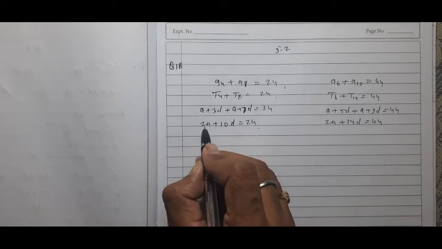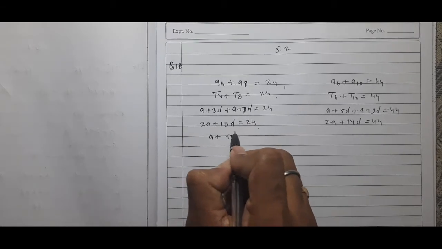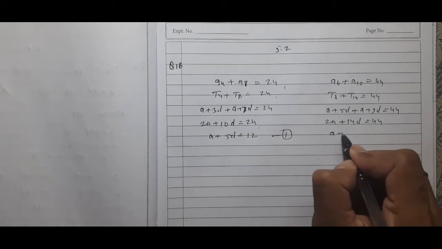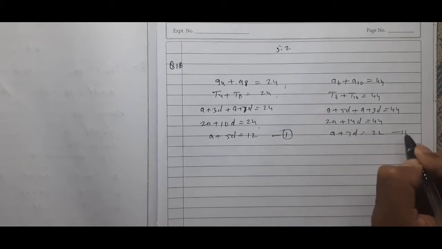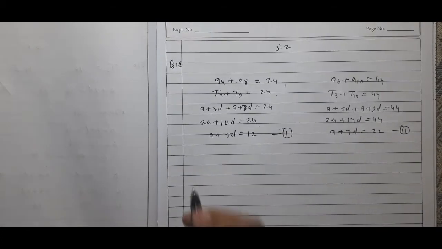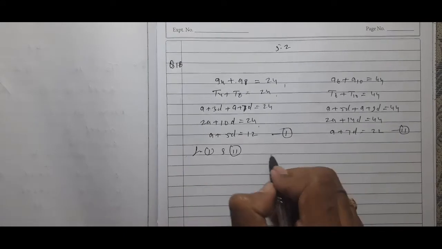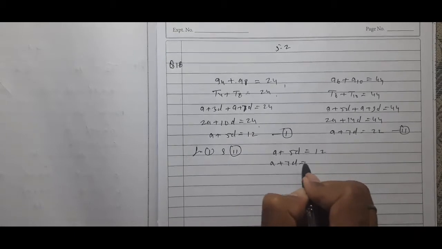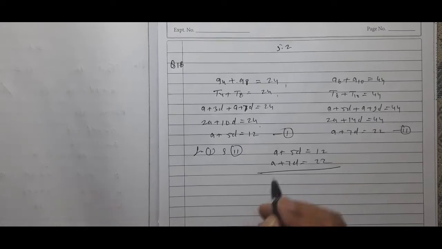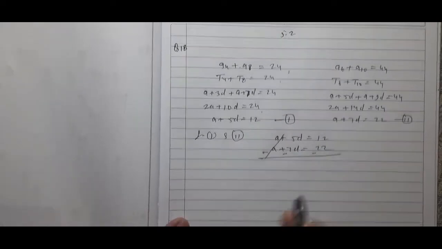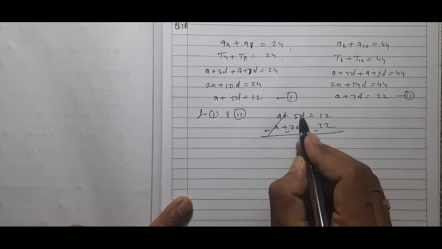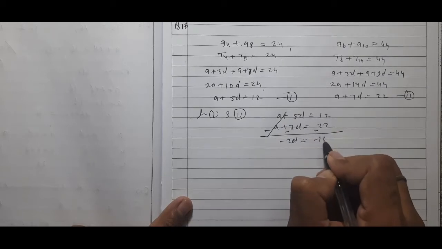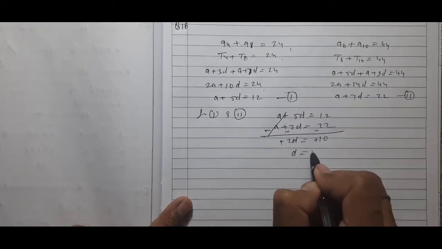Okay, so 2 is common. So A plus 5D equals 12. This is equation number 1. Here also 2 is common, so 2 ones are 2, 2 sevens are 14 and 2 elevens are 22. This is the second equation. From equations first and second, A plus 5D is equal to 12 and A plus 7D is equal to 22. Okay, subtracting, A and A cancel. 7D minus 5D equals 2D, and 22 minus 12 is 10. Cancel, so D equals 5.